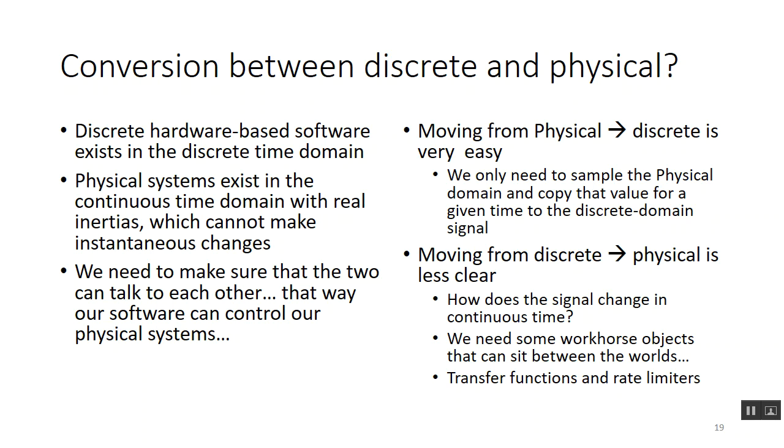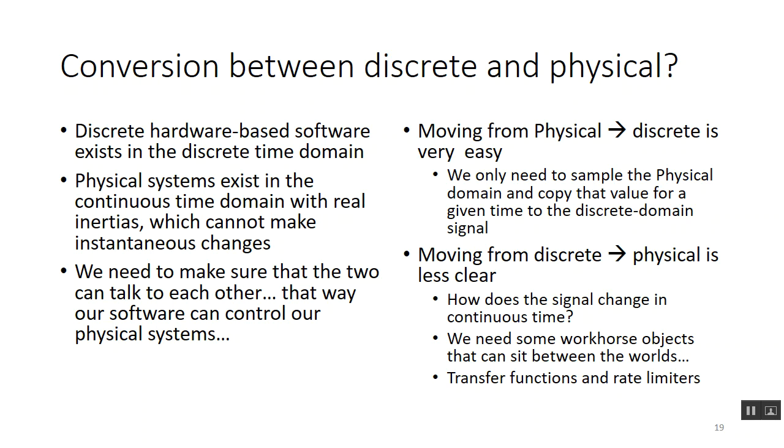So we kind of need some workhorse objects that are not real, which is interesting to me because this is all about physical modeling. This is like, how do we model reality? So where do we go? Not reality, we go somewhere else. We go find these other workhorse objects. So transfer functions and rate limiters.